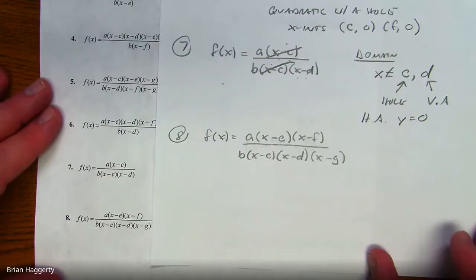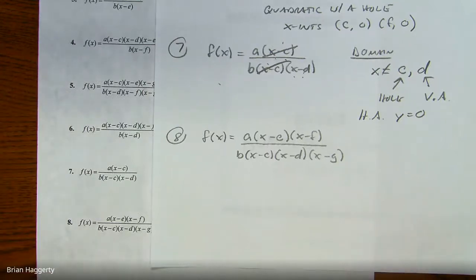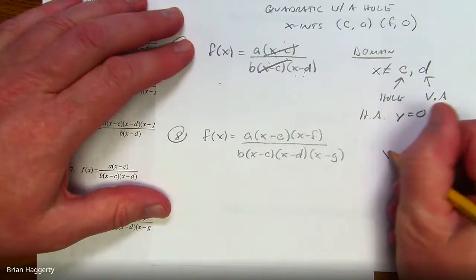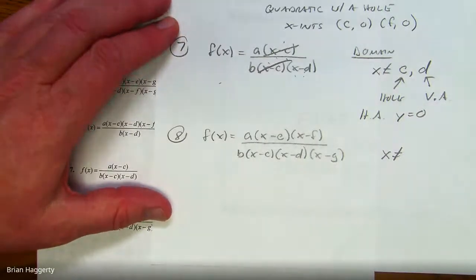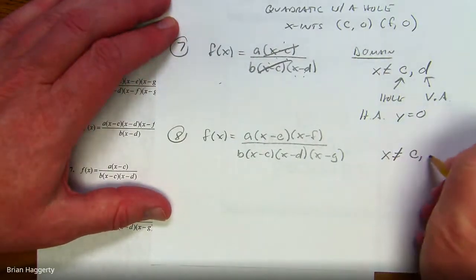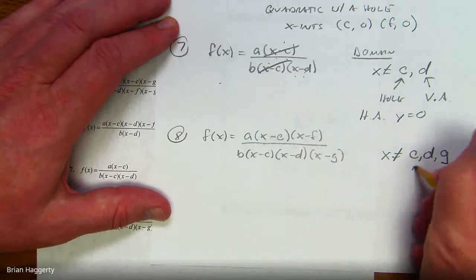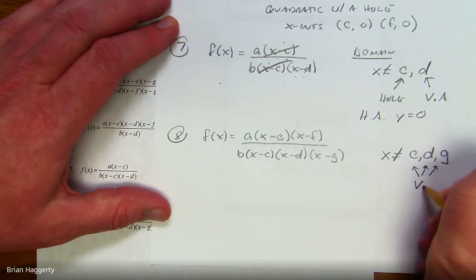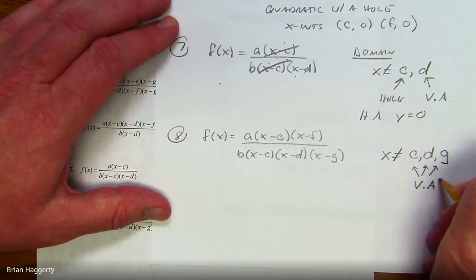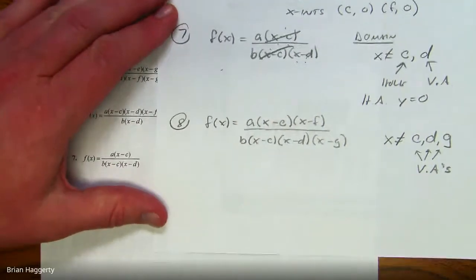All right, last one. Any volunteers? All right, tell me, what are the restrictions in a domain? Perfect. And what's going on at each of those? Very good. Nothing's canceling out. So this graph has 3 vertical asymptotes. That's a lot of vertical asymptotes.